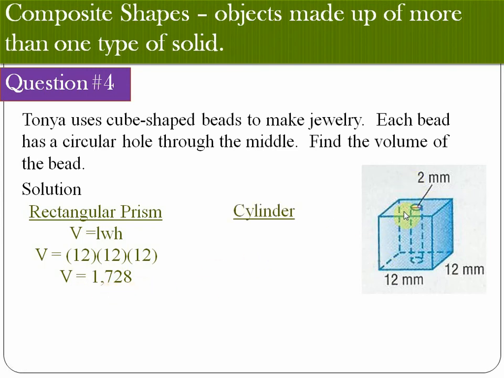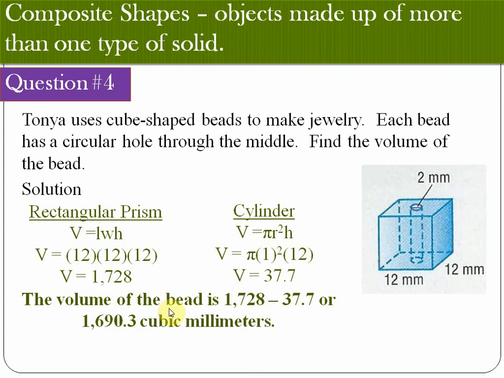Now we have to find the circular cylinder which is in the center, a hollow cylinder. So next the volume of a cylinder is pi r square h. We have the diameter is 2 millimeters, so the radius is 1 millimeter and the height is 12 millimeters because the cube has all sides the same. So this is pi r square h, and it becomes 37.7. Now we subtract this volume from the whole volume: 1728 minus 37.7. We got the volume of the bead, which is 1690.3 cubic millimeters.